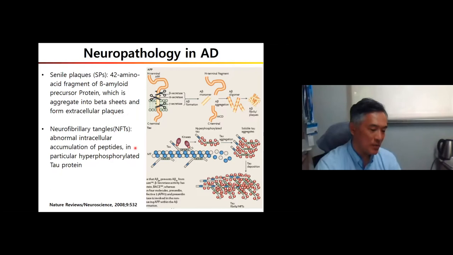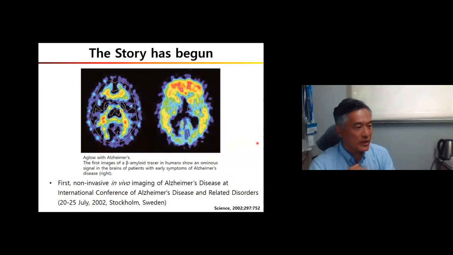All the story began with this sensational PET image in the year 2002, at the International Conference on Alzheimer's Disease and Related Disorders. This is the first non-invasive in vivo PET image of an Alzheimer's disease brain. Here you can see this is a normal brain, and this brain has a high uptake in the frontal lobe.